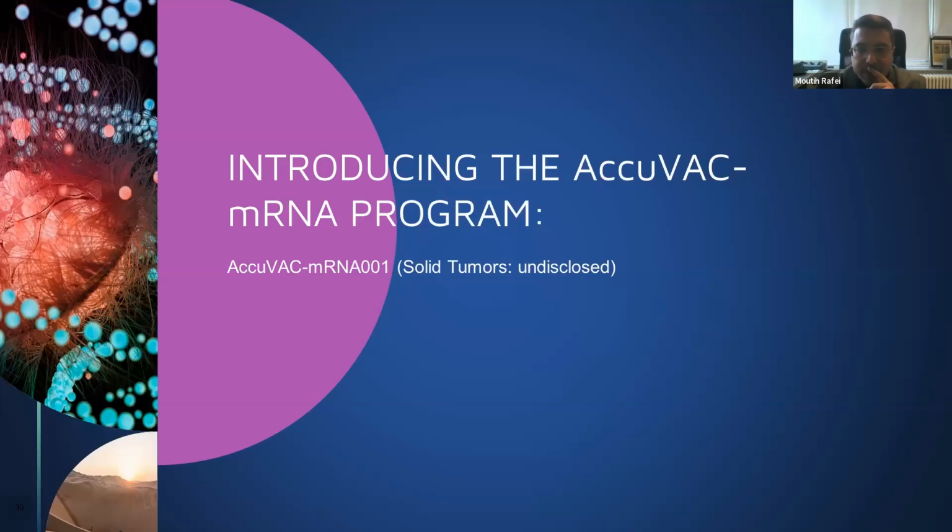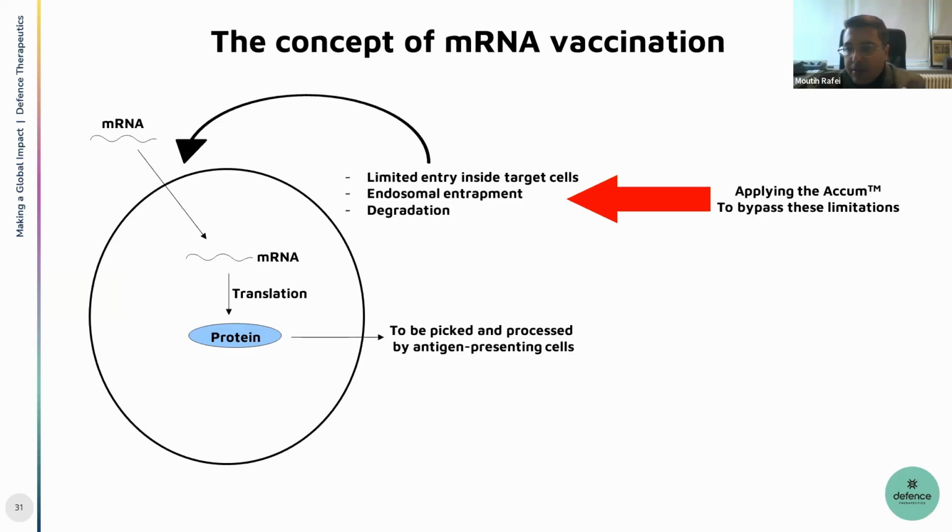Now, the last program I'll be talking about is how we can apply the accum technology on mRNA vaccination. As we all know, mRNA vaccines have made it to the news because of COVID. Fantastic work. Moderna and BioNTech are now pushing their mRNA vaccines for cancer, coding tumor-specific antigens. But we're still facing the same problem, in the sense that this is an mRNA molecule. It's actually more sensitive than DNA or protein.